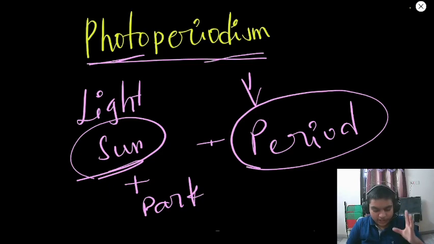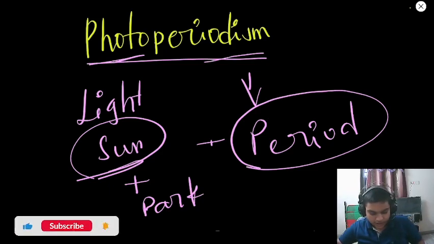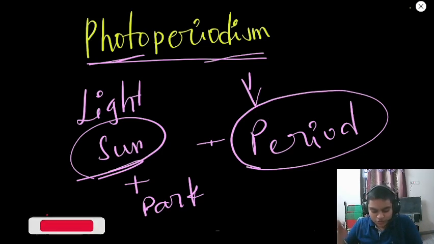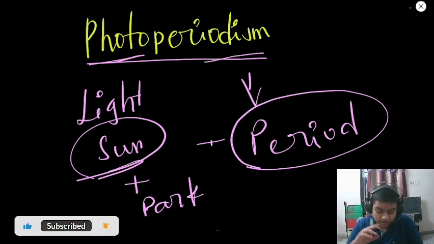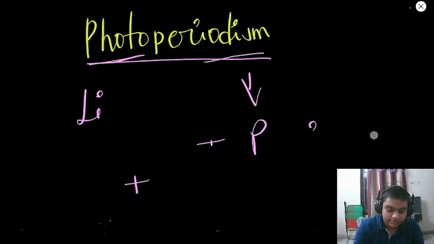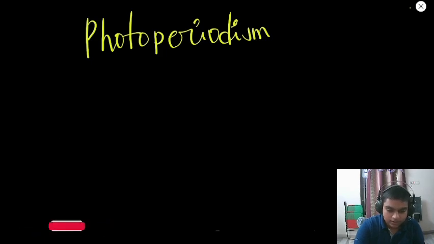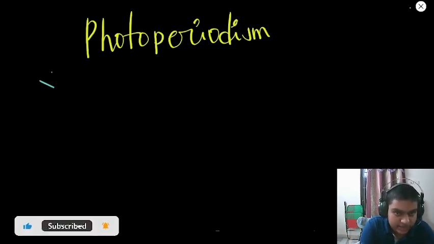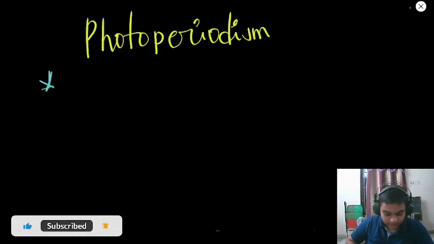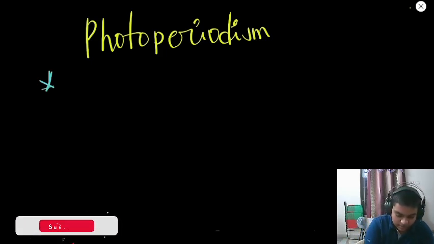So let me give you the statement which is given in NCERT. The statement says this response of plants to periods of day or night is termed as photoperiodism. Let us write it here. Very important, I am writing the NCERT statement directly. I have already shown you the textbook.